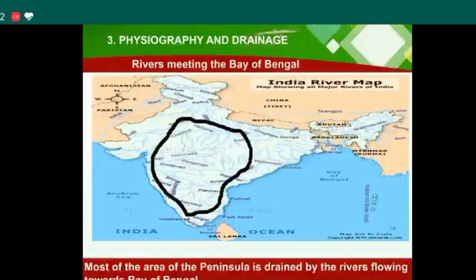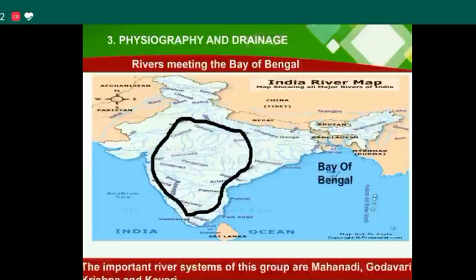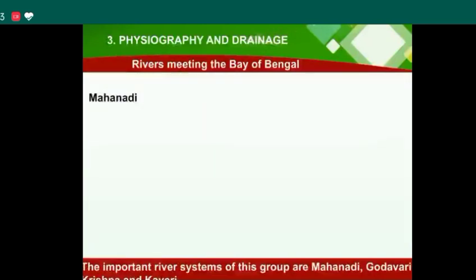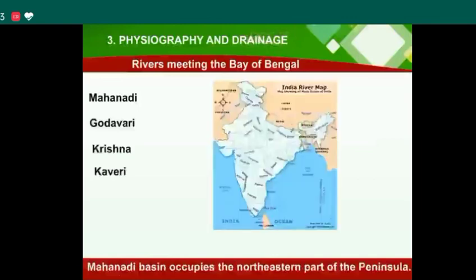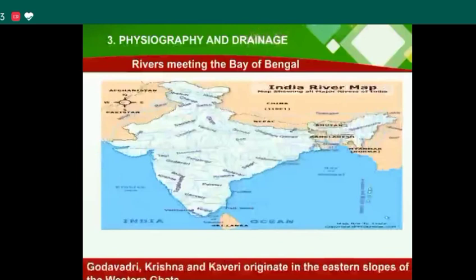Rivers meeting the Bay of Bengal. Most of the area of the peninsula is drained by the rivers flowing towards the Bay of Bengal. The important river systems of this group are Mahanadi, Godavari, Krishna and Kaveri. Mahanadi basin occupies the northeastern part of the peninsula. Godavari, Krishna and Kaveri originate in the eastern slopes of the Western Ghats.